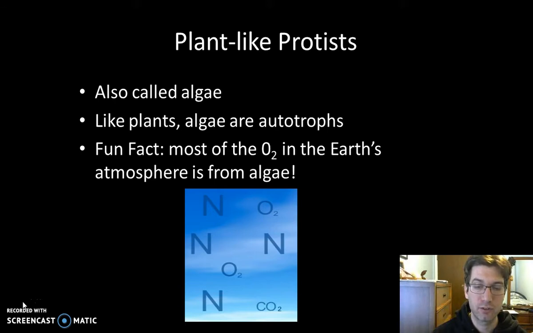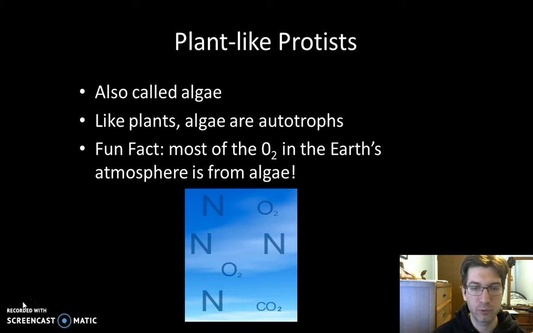Like plants, algae are going to be autotrophic, so we don't really need or necessarily have a concern for movement for a lot of these. That's not saying they don't move. It's just not our number one concern. So therefore, we're not going to really break it down based off of how they move.